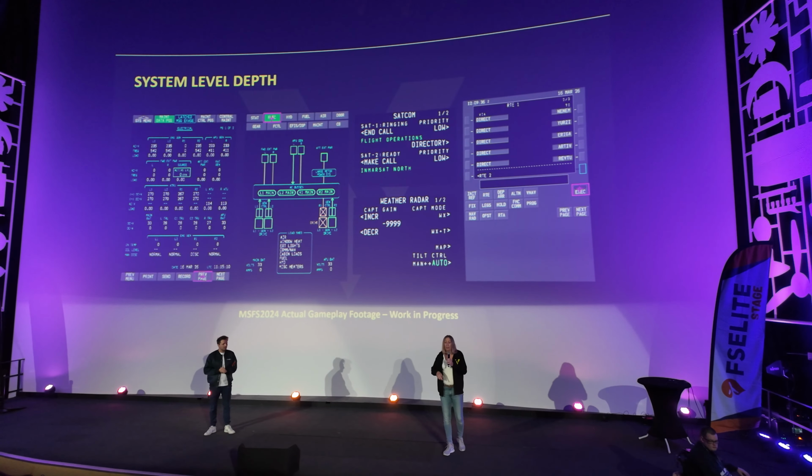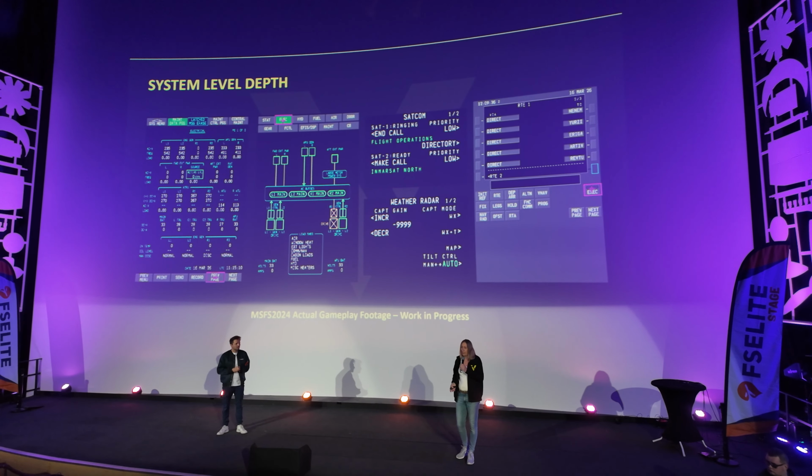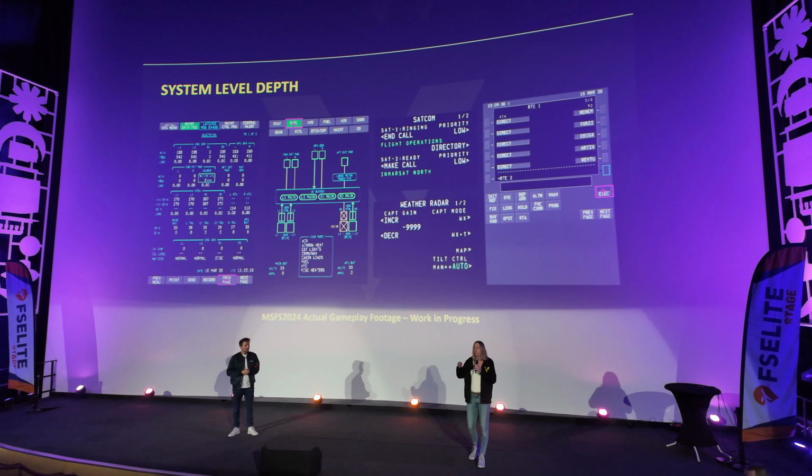So just to give you an idea, we have over 700 pages of checklists. So that's normal and non-normal procedures.